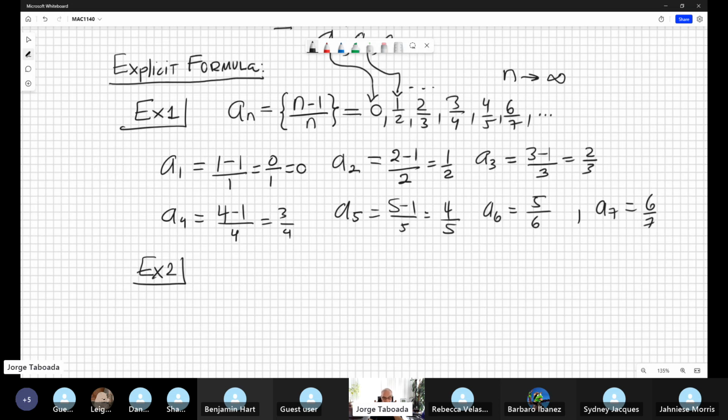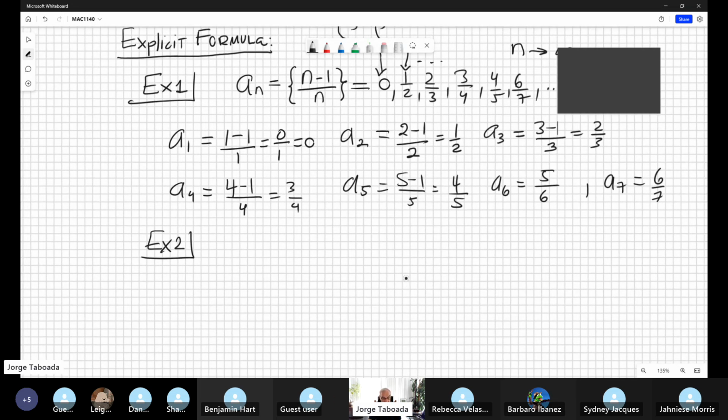Okay, now, let's move on to the second example. Yes, similar, but it brings a new idea that I want to illustrate. Suppose a sub n has the explicit formula negative 1 raised to the n power multiplied times 1 over n. And the same idea, expand the sequence using the first 5 elements. So a1, a2, a3, a4, and a5.